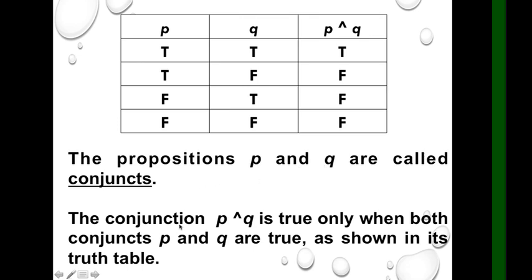That's why the conjunction P conjuncts Q is true only when both conjuncts P and Q are true, as shown in the truth table. Meaning to say, if T and T in the conjunction symbol, it is always true. But if it is not the same as T, therefore the answer will be false. So, our given statements should always both be T, the hypothesis and the conclusion in the conjunction. Okay? P conjuncts Q. So that's all for conjunction.